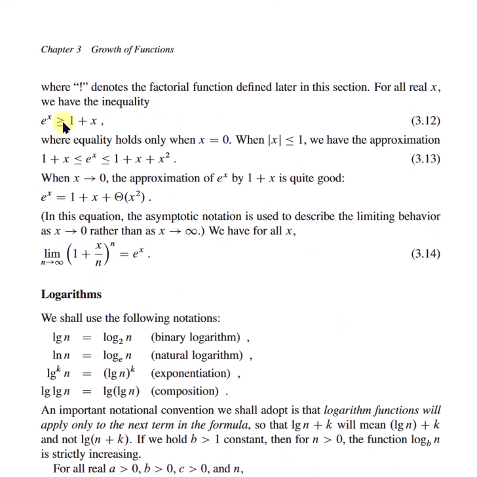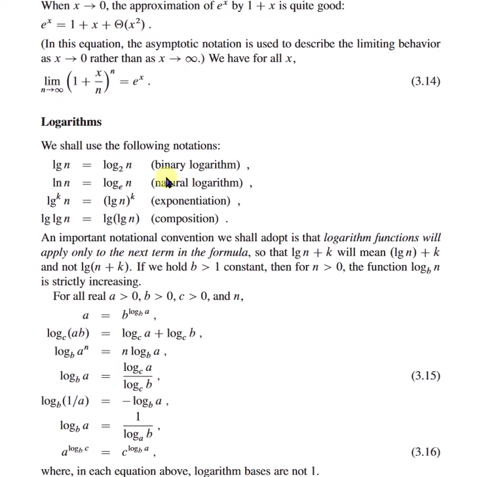For all x, we have the inequality where, okay, these are all mathematics. Logarithms: log of n to the base 2, the binary logarithm, equals x where 2 to the power x equals n. This is what it means. A natural logarithm is to the base e. When you write log, it is usually to the base 10.